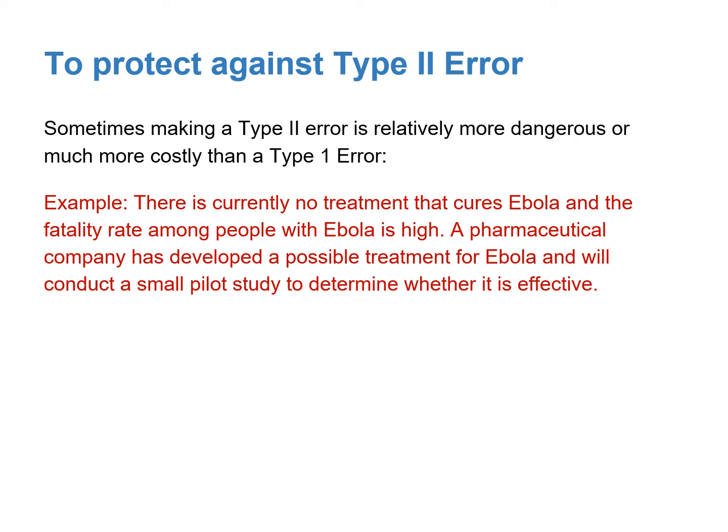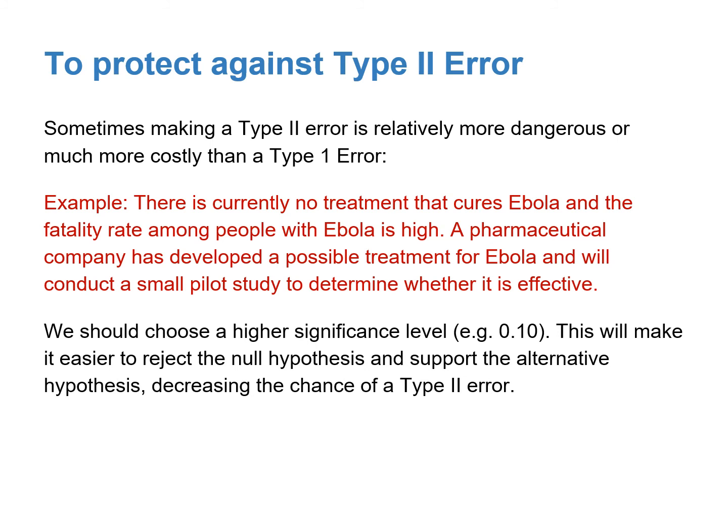when really it doesn't work. And that would cost the company some money. But a type 2 error would mean that I would fail to reject the null hypothesis. So I would not find evidence that this drug is effective. The pharmaceutical company would probably stop trying to develop it. And in fact, it is an effective treatment that could help a lot of people with Ebola. So in this case, that would be a situation where making the type 2 error is potentially more dangerous than making the type 1 error.